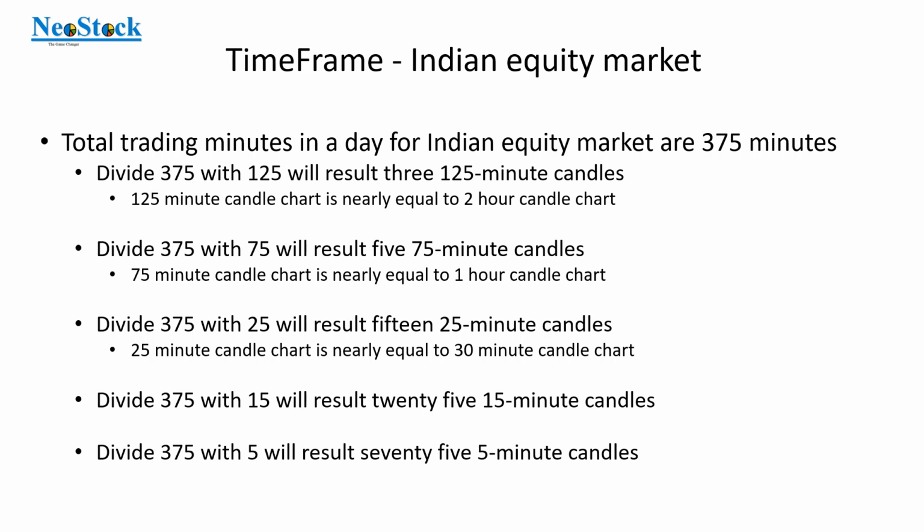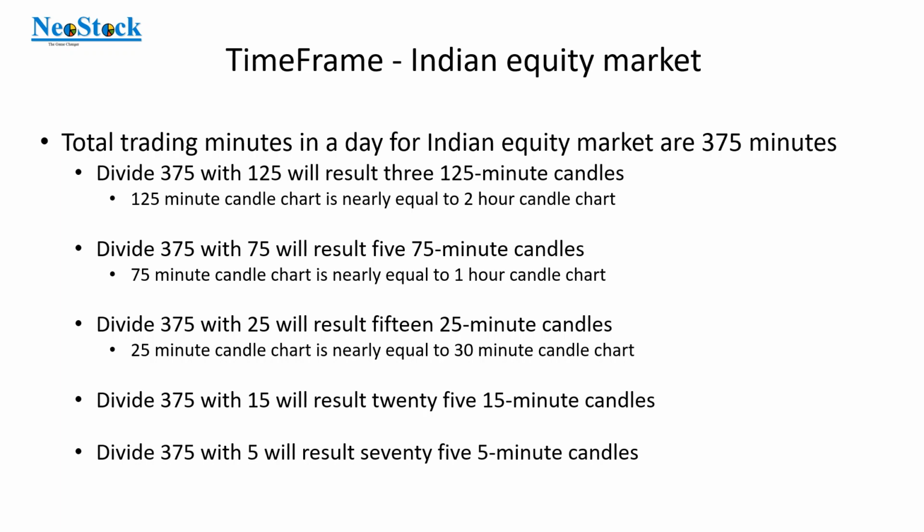If you divide by 25, every day we get 15 candles of 25 minutes. Similarly, if you divide by 75, every day we get 5 candles of 75 minutes. Similarly, if you divide by 125, every day we get 3 candles of 125 minutes. That is how the number of candles changes when you change from one time frame to another time frame.